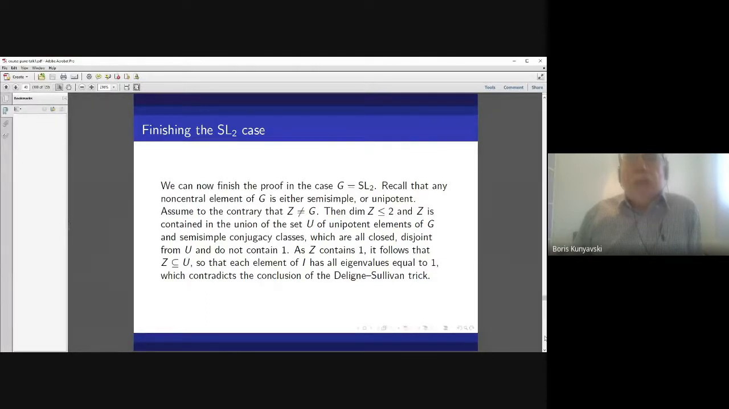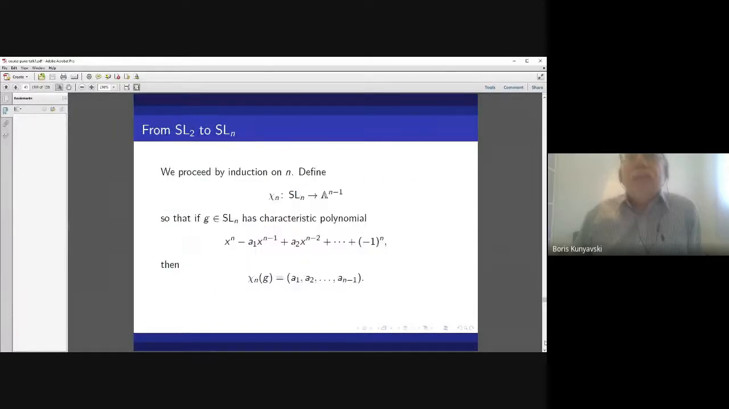Now, the induction step. It's also not straightforward. First, we want to go over from SL2 to SLn. We proceed by induction here. And let's consider the characteristic map. What does it mean? Some linear algebra, which you all know, and maybe some of you teach linear algebra as I do myself. Teaching linear algebra is very useful. So consider a matrix from SLn, consider its characteristic polynomial. I wrote signs as I wrote, but it's not very important.